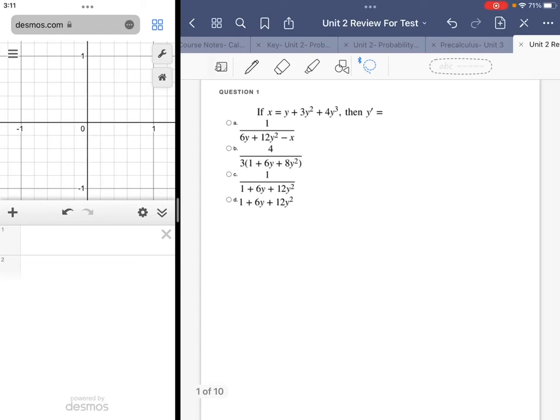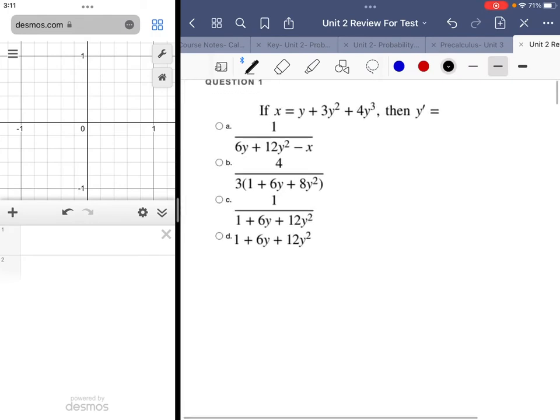So looking at question 1 in the review, we're asked to differentiate this equation. Our best bet is to use implicit differentiation, and that's because it's not solved for y in terms of x. So I'm going to take the derivative of x with respect to x, that's going to become a 1. The derivative of y with respect to x would be dy/dx. The derivative of 3y squared with respect to x would be 6y dy/dx.